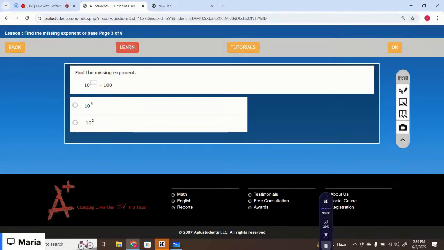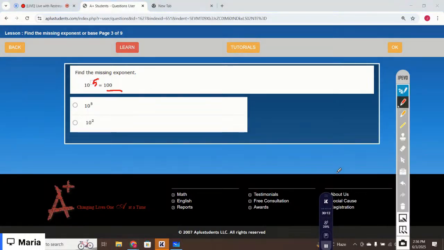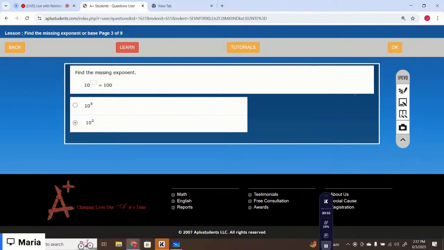Find the missing exponent. So here we have two zeros. That is 10 exponent 2. Option number 2 is the correct option. Very good.